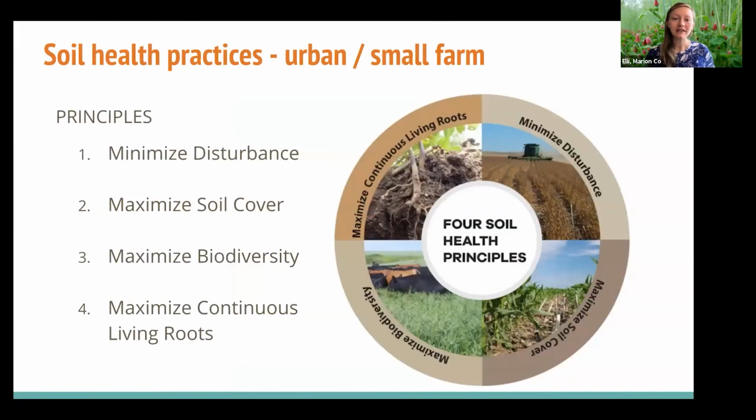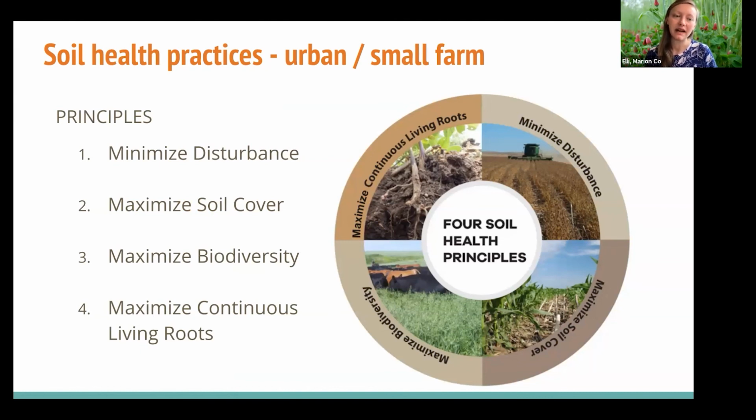So coming back to those soil health principles, again, they're minimizing disturbance, maximizing soil cover, maximizing biodiversity, maximizing continuous living roots. These all work in tandem, and many of the practices I'm going to touch on can touch on many of these principles, right?